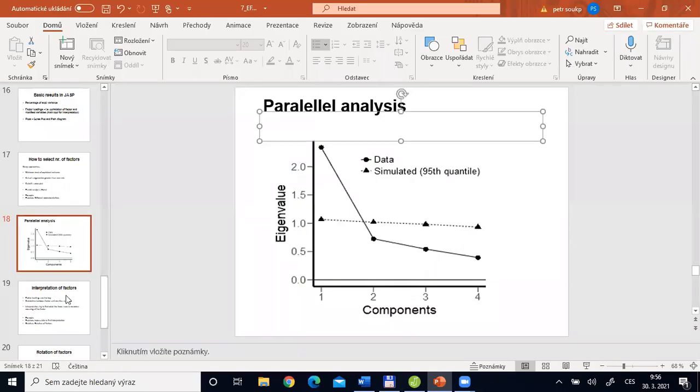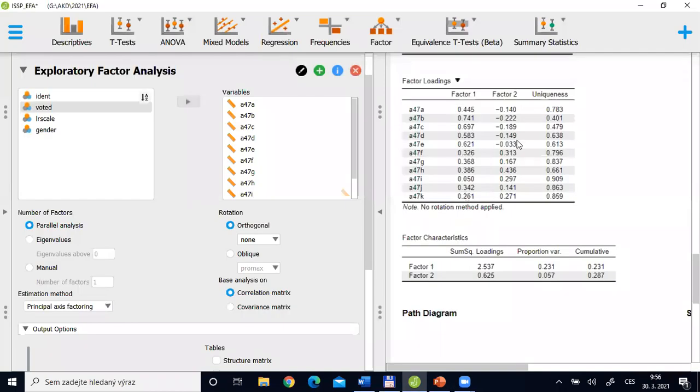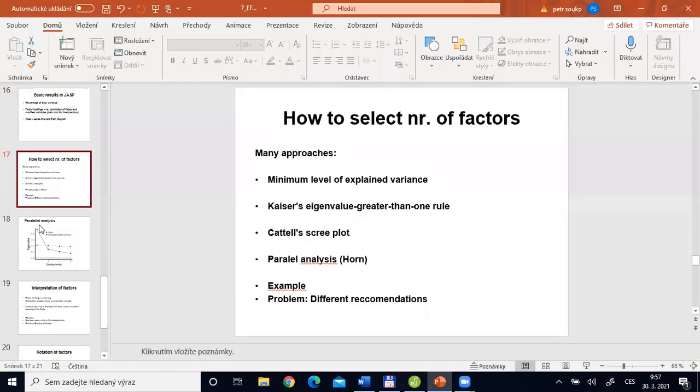And still we have the problem that if we try to interpret my factors, we can see that there is one strong factor and the second one is quite weak, including only one item. So that's the problem, and we would like to change the situation, to divide these items maybe more symmetrically into these two factors. We decided to choose two factors according to Horn's parallel analysis, and if I would like to change it, I need to prepare a so-called rotation.